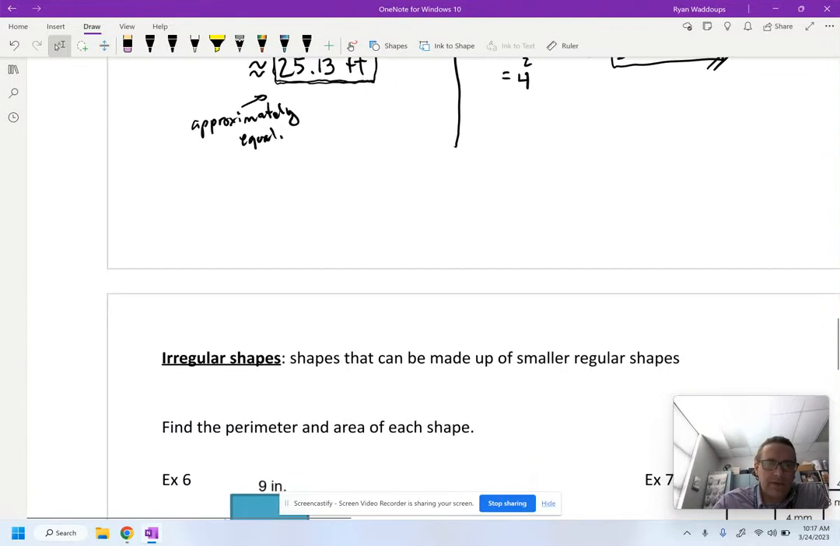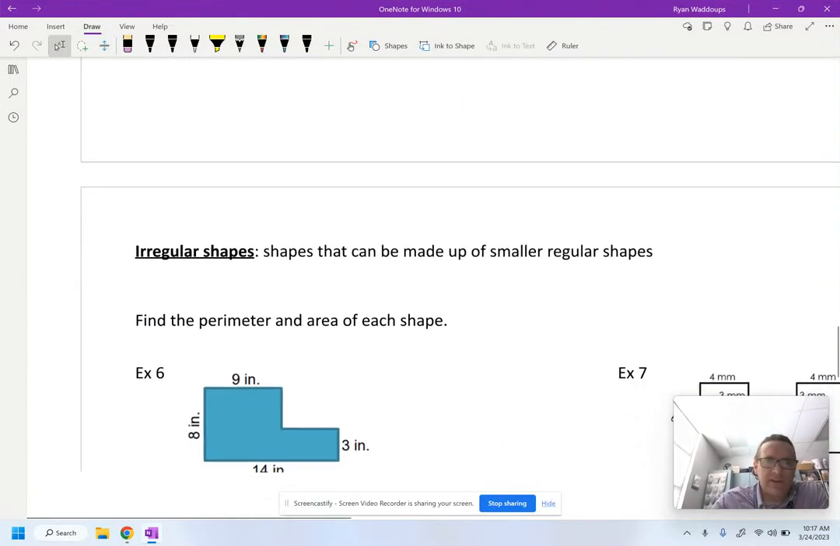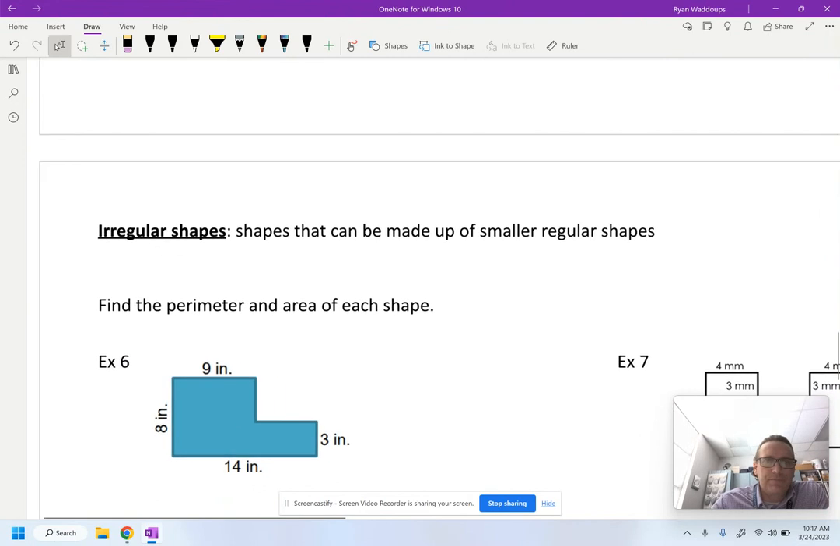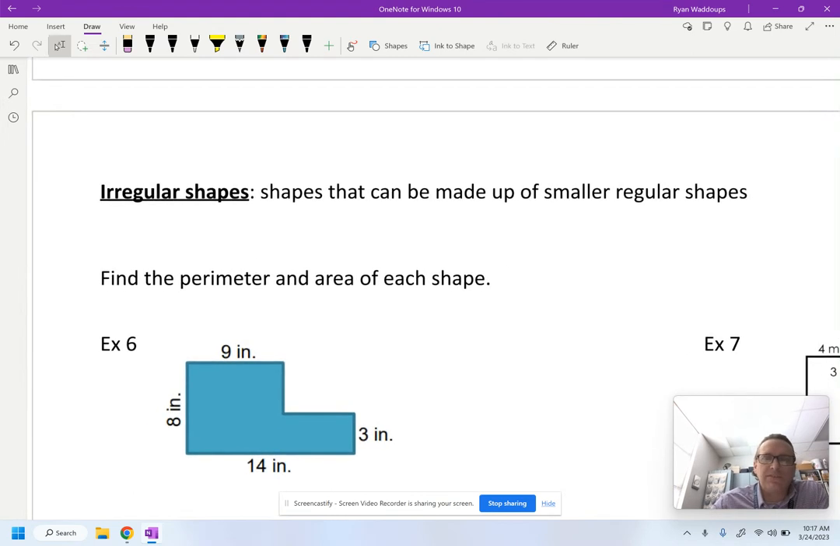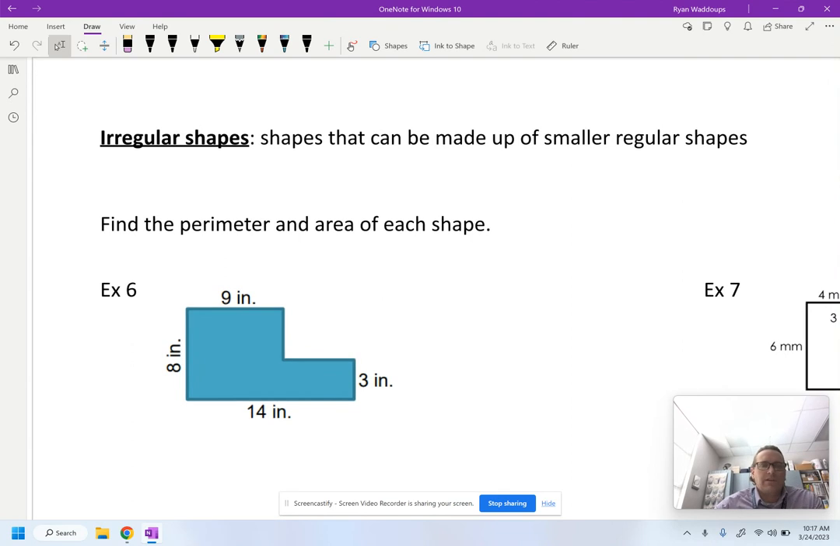Hi, welcome back. This time we're going to talk a little bit about how we find perimeters and areas of irregular shapes. And these are shapes that can be made up of smaller regular shapes. So we just have to think, okay, what do we know?